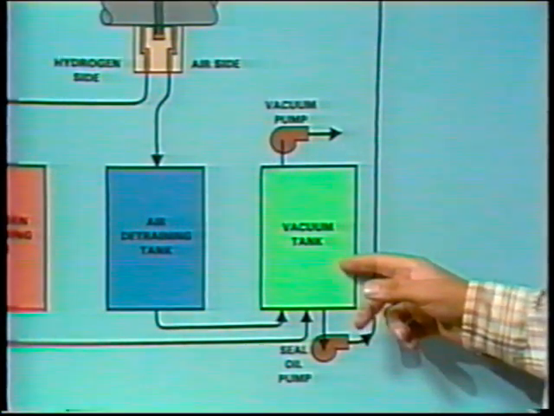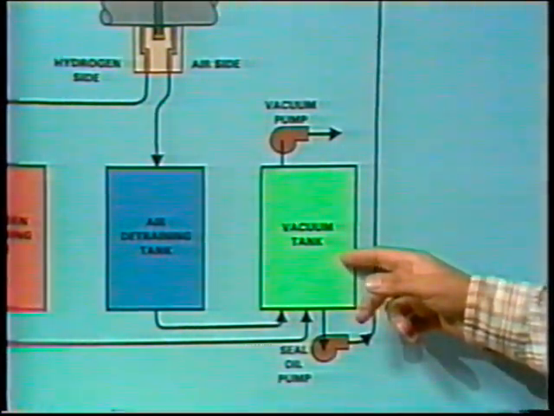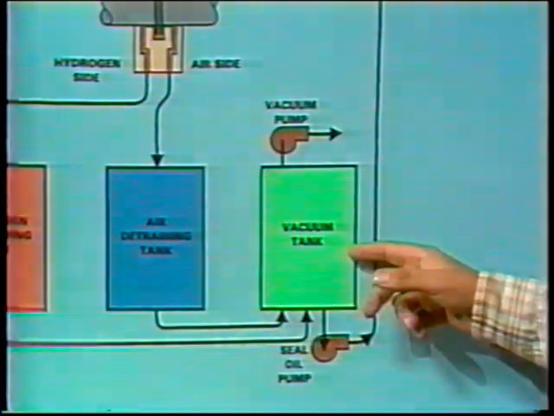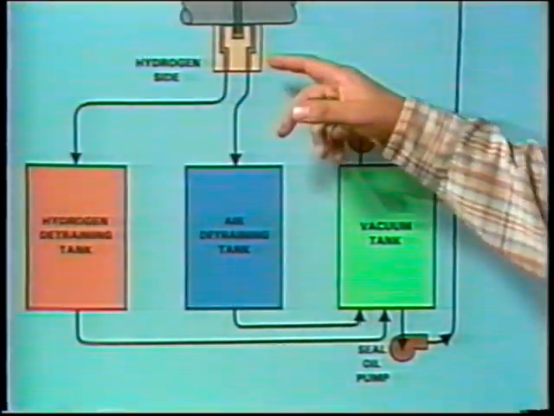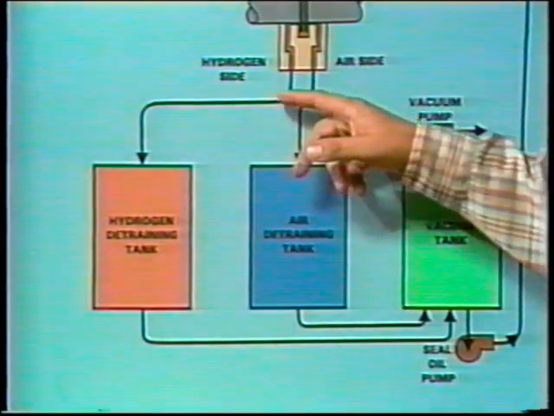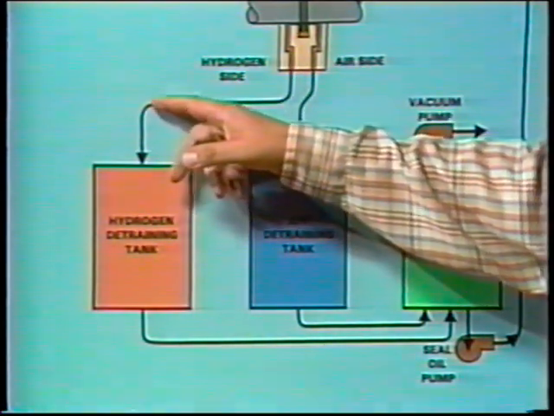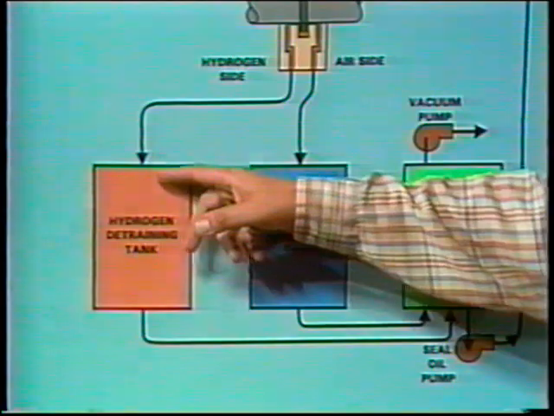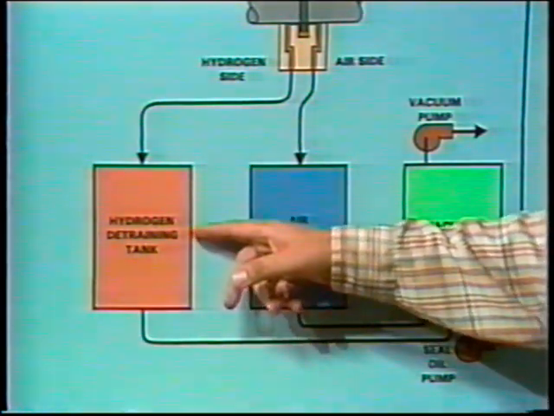Oil flow from the hydrogen side of the system ends up eventually in the same vacuum tank. Let's return to the seal. Now, we'll follow the oil flow through the hydrogen side of the system. After the oil flows out of the hydrogen side of the seal, it goes into a hydrogen detraining tank. The oil picked up a small amount of hydrogen gas when it was in the generator, so we need to get that hydrogen out to avoid the possibility of hydrogen mixing with air.